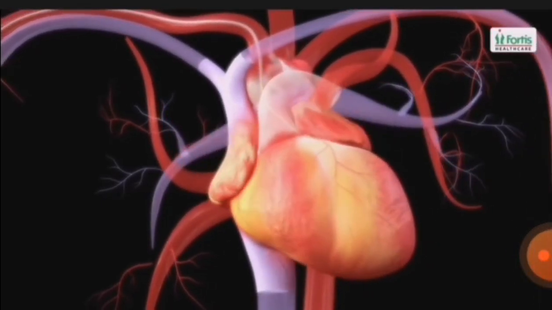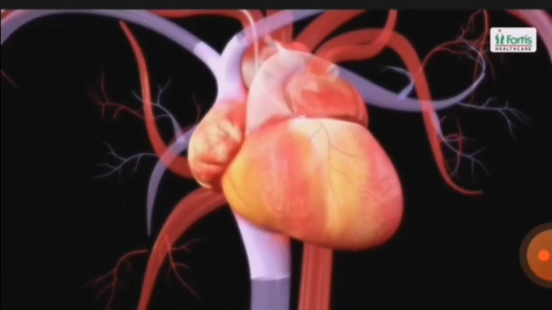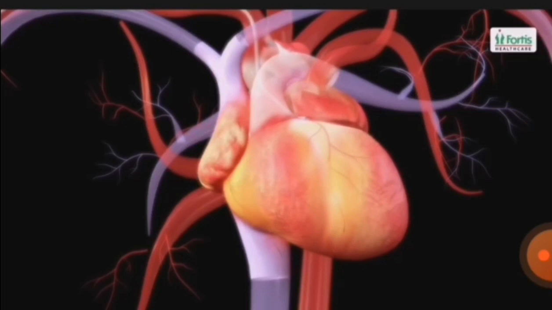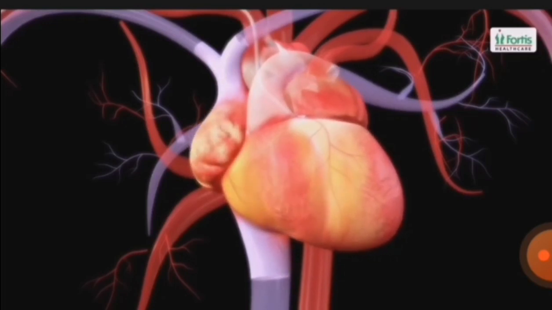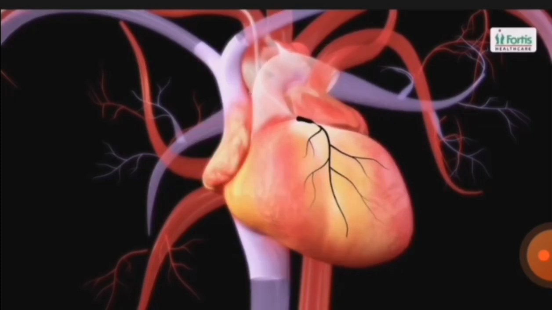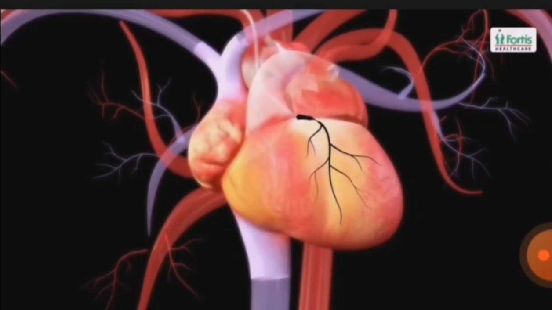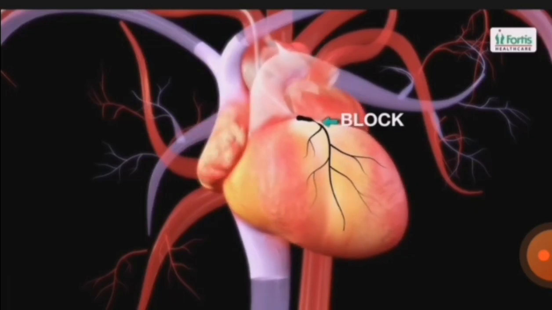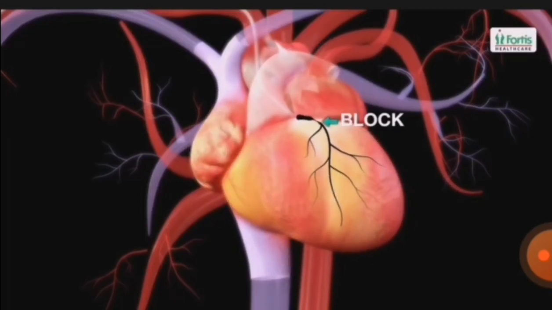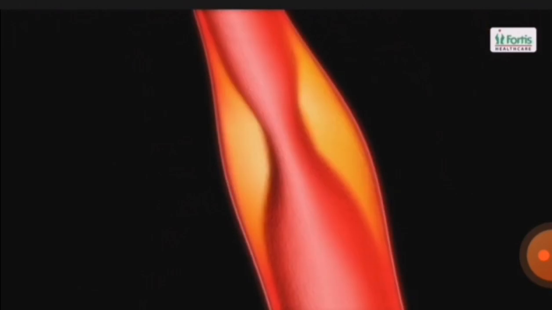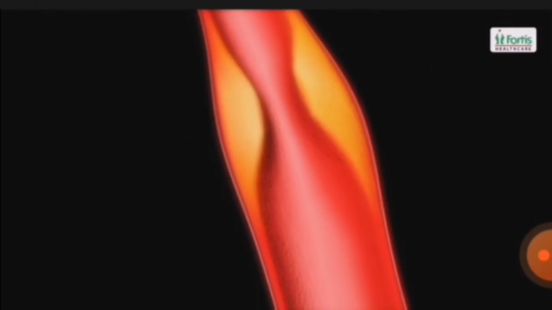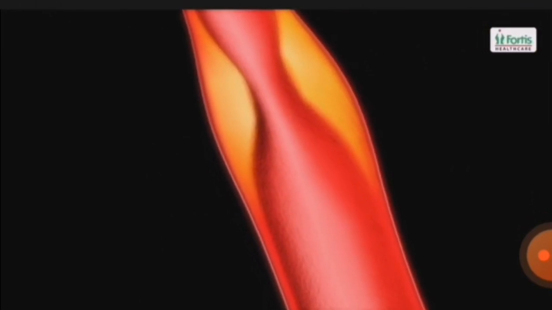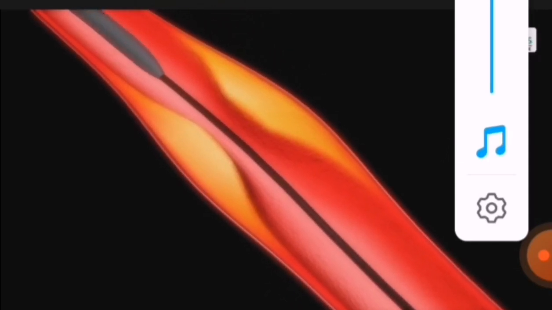At this point, the guide wire is removed and the tip of the catheter is positioned to enter the coronary artery. A special dye is injected, which allows the fluoroscope to take X-ray images of the arterial interiors and helps in identifying the position of the block. This is called an angiogram.